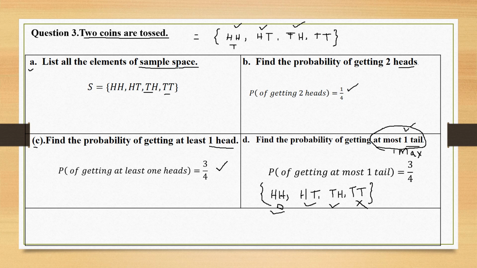If we have less than that, we will also take it. So here we have one head, tail. Here we have one tail, and here we have zero tails. So we will take these three outcomes. That's why the probability of getting at most one head is equal to 3 by 4.